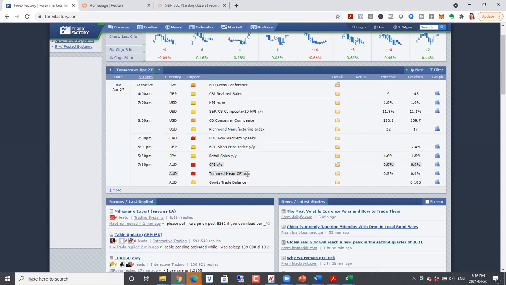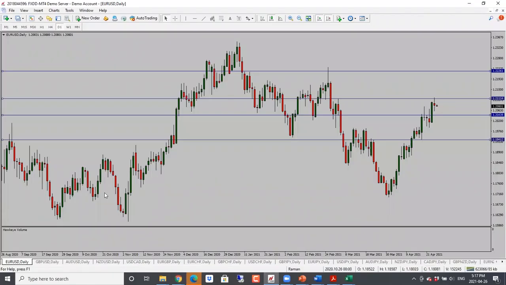We have CPI numbers, which is the inflation numbers. If the numbers come in close to expectations, I wouldn't look for much of a problem there. But if the numbers are considerably above expectations, we could see the Australian dollar drop because there will be concerns that the Reserve Bank of Australia is likely to raise rates. That's really the whole concern around inflation, the central banks tightening monetary policy. All right, so let's go on to our charts here.